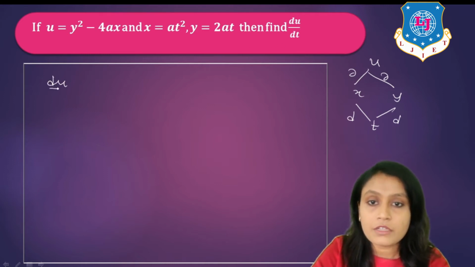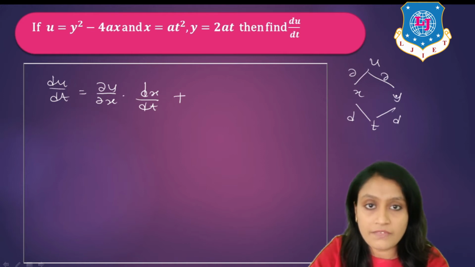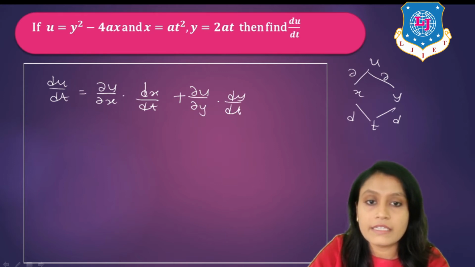So du by dt. What will be the formula? Firstly we will go from u to x and then x to t. So you will get here del u by del x into dx by dt. Correct? Plus, now we will go from u to y and then y to t. So you will get del u by del y into dy by dt.